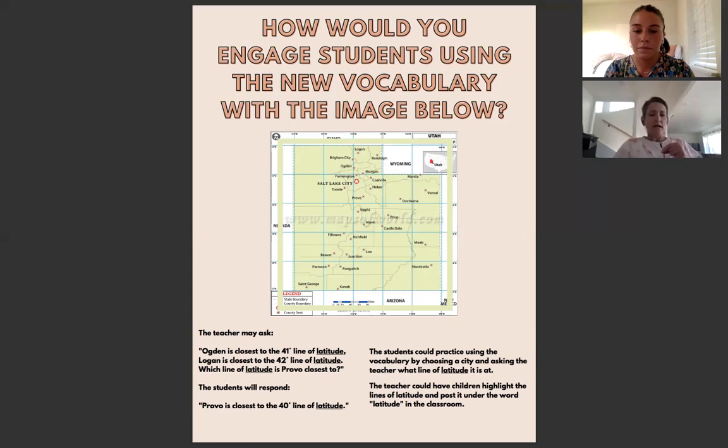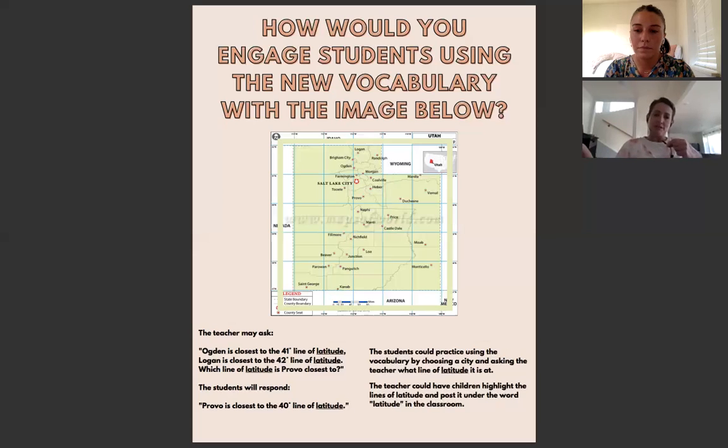And you'll notice that I emphasized the word latitude and I used it repeatedly as the teacher. Then the students will respond, Provo is closest to the 40-degree line of latitude. So they're using that word. Another idea is that students could practice using the vocabulary by choosing a city and asking the teacher what line of latitude it is at.